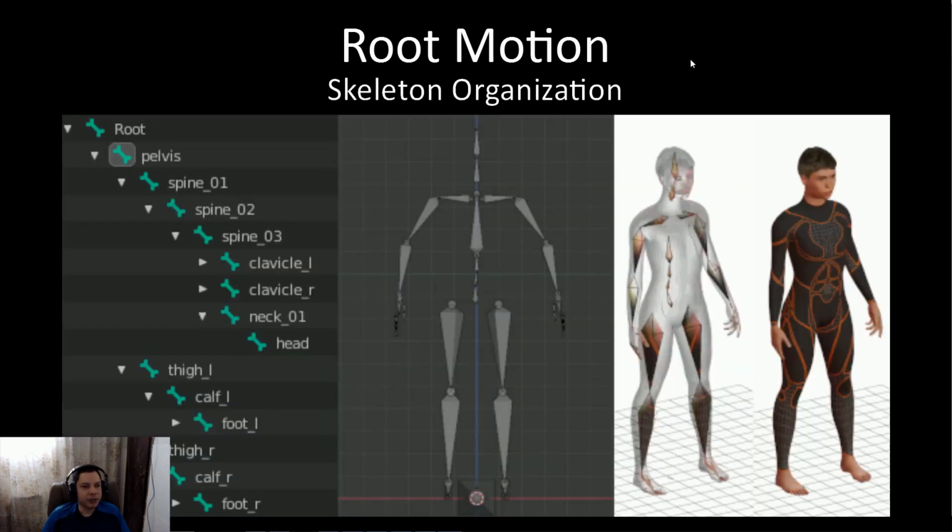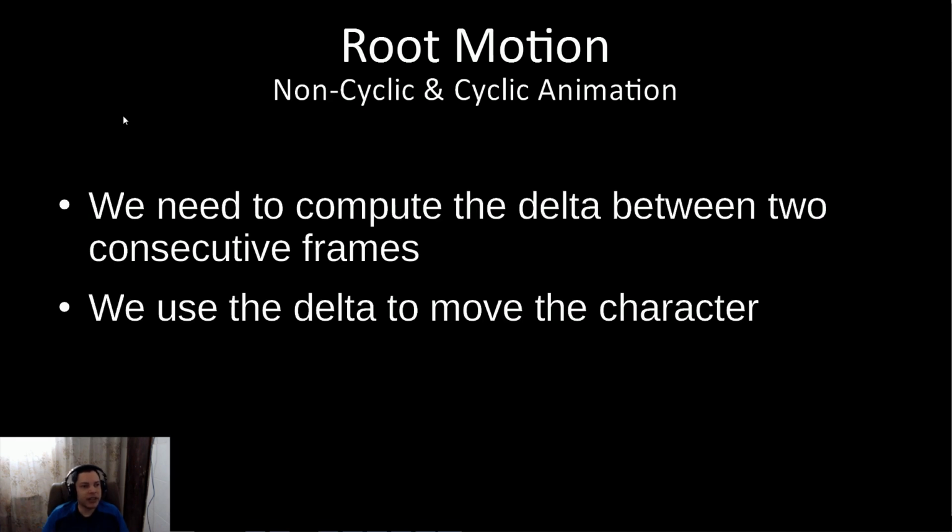The first attention point is the skeleton organization. We need the definition of a bone that is the root of the hierarchy. Take a look at the beginning of the hierarchy. Here and here. Although the artist can animate all bones, we need him to use the root node to make a movement in the 3D model. The animations can be non-cyclic and cyclic. In both cases, we need to compute the variation or delta between two consecutive frames. Finally, we use this delta to move our character.